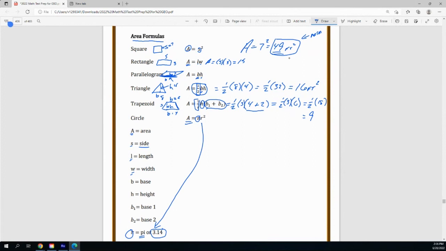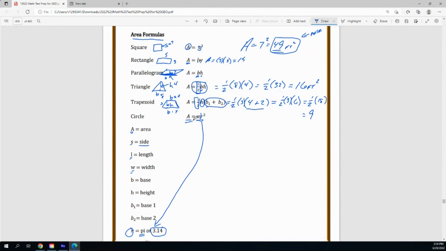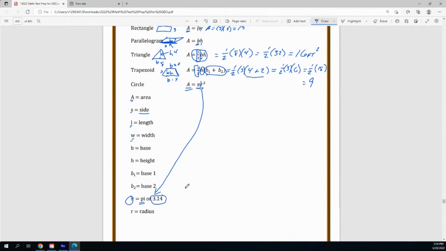Notice that you're taking this pi number, this 3.14 number, and you're going to be multiplying it times the r. Do you remember what r is? R is the radius. Remember the definition of radius? Radius, its definition, is from the middle of the circle all the way to the side, halfway the distance. That's r. Do you notice that you're taking the r and you're squaring it? Did you see that?